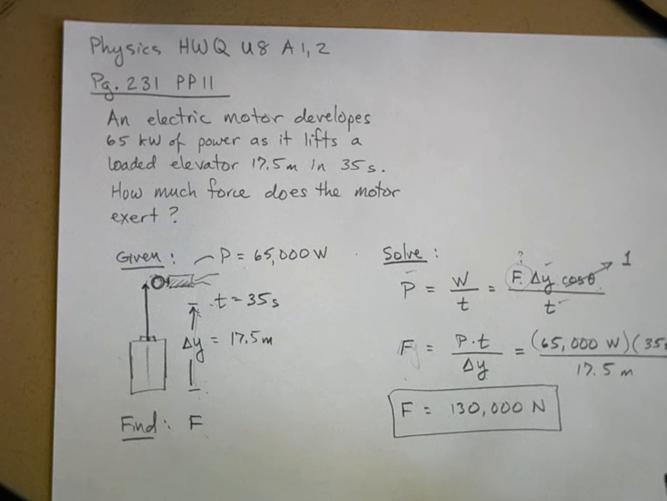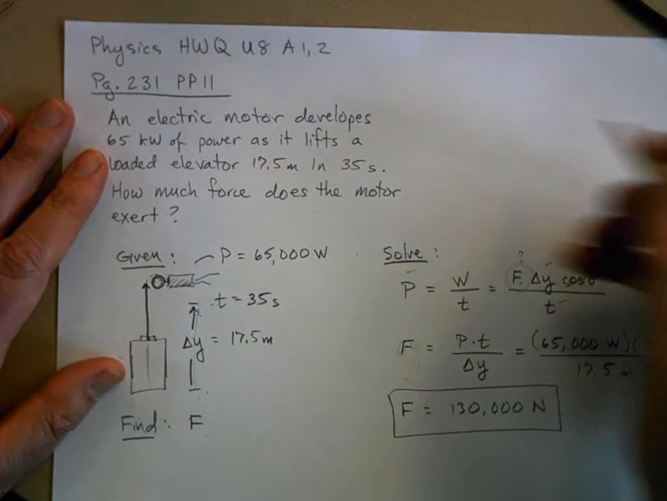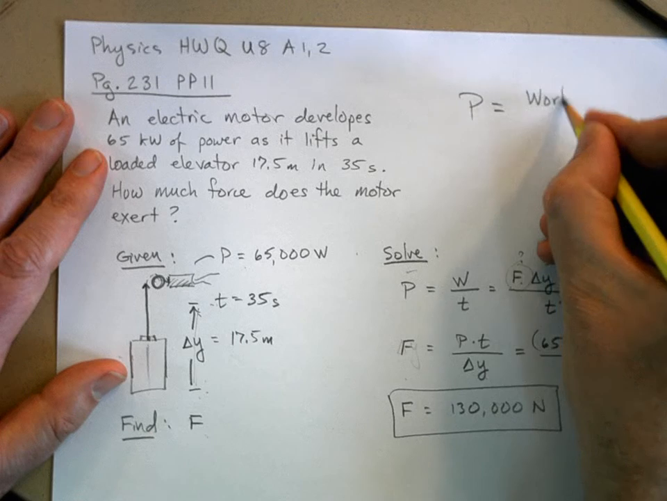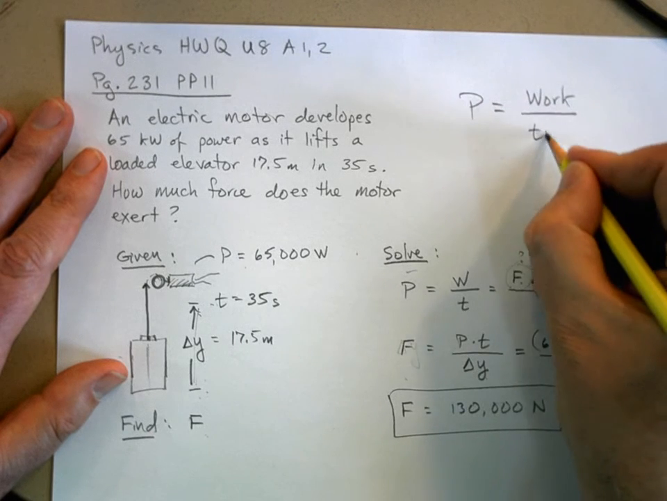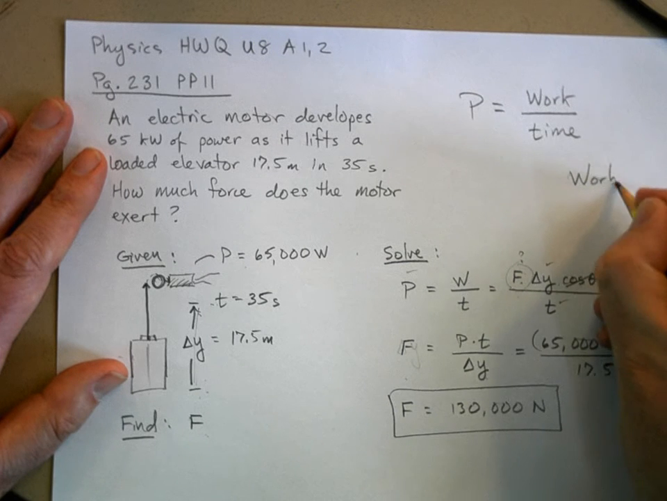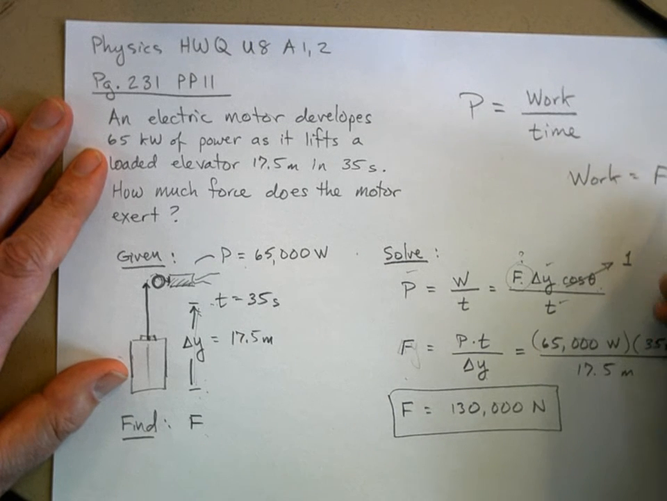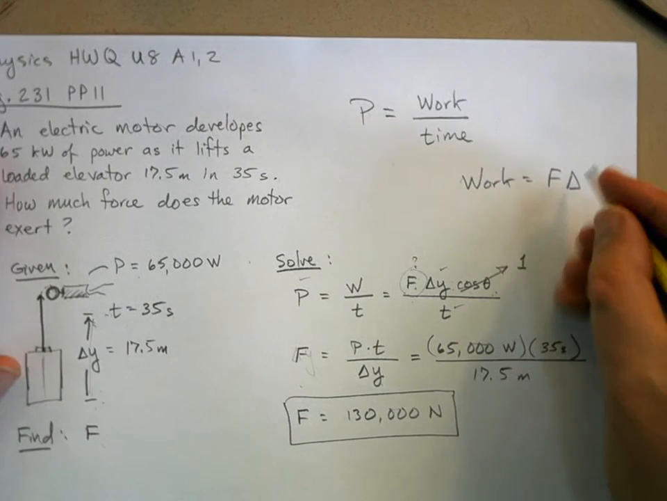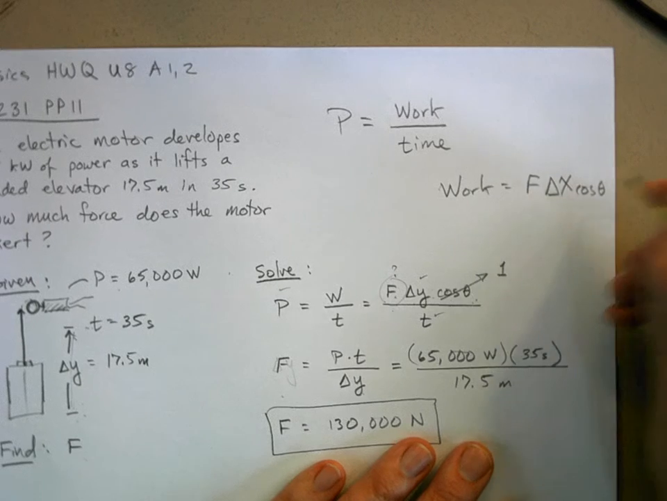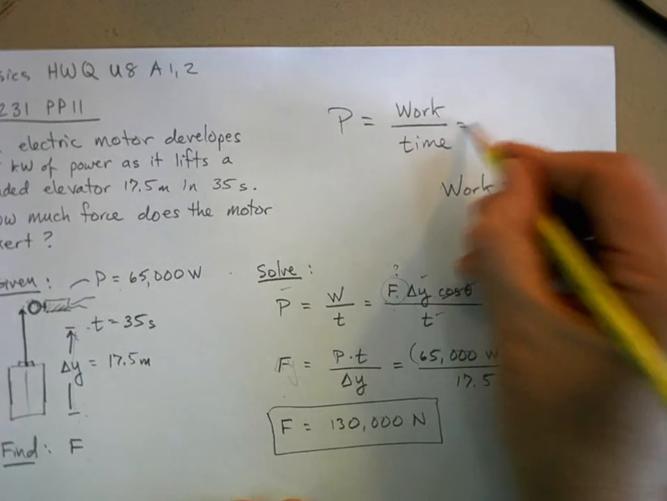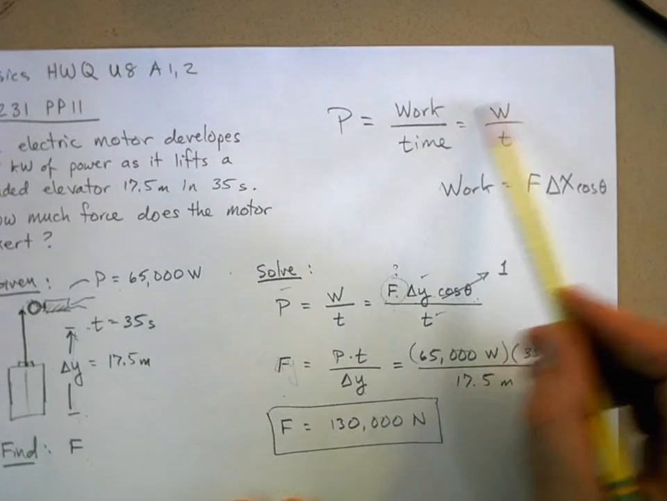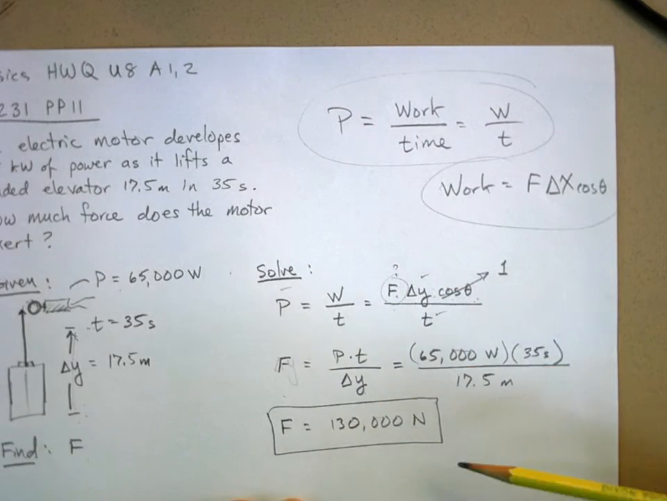So what's the big idea here? You need to understand that power is the rate at which a force does work, the work divided by the time it takes to do that work. That work is equal to force times a displacement, I'll just use delta x in general, times the cosine of the angle between them. So you combine, well, this would be W over T. So you combine these two together to solve this problem.